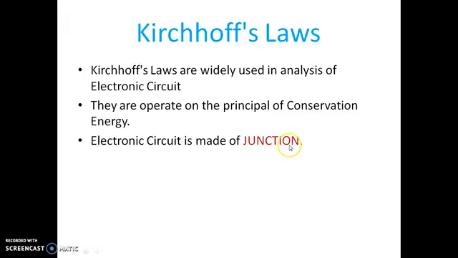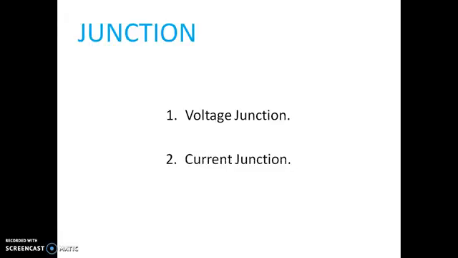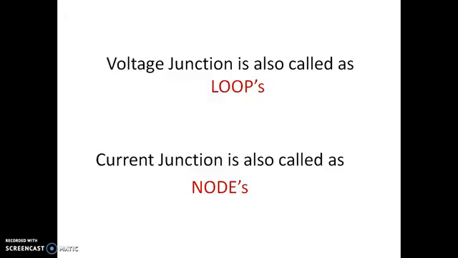An electronic circuit is made up of junctions. So before starting the actual learning of Kirchhoff's law, let's first understand what a junction is. There are basically two types of junction. The first one is the voltage junction and the second one is the current junction. The voltage junction is also called a loop and the current junction is also called a node. Kirchhoff's voltage law is based on the voltage junction, that is loops, and Kirchhoff's current law is based on the current junction, that is nodes.